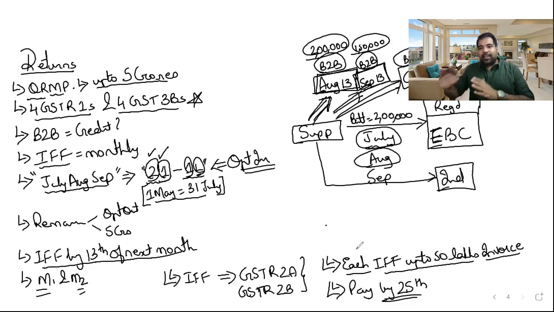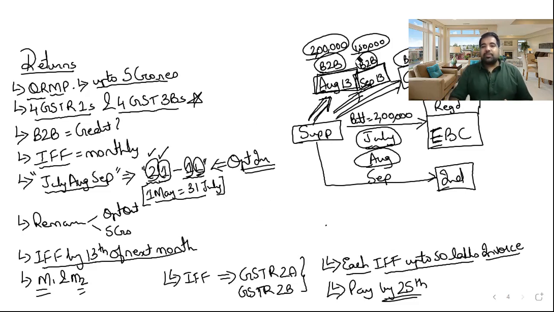So first file and then pay. Don't do it together. First file and then pay by 25th. And whatever balance has to be paid, you pay along with GSTR1. Perfect. That is the IFF system, guys. Anything else left? Yes, just one thing.